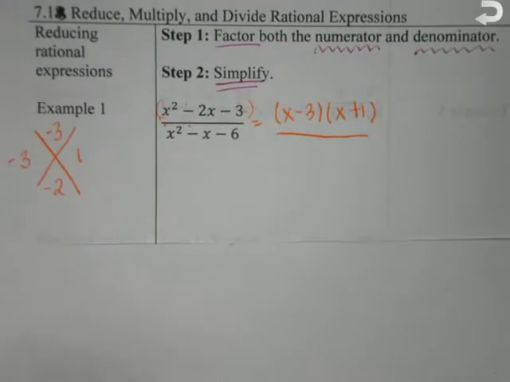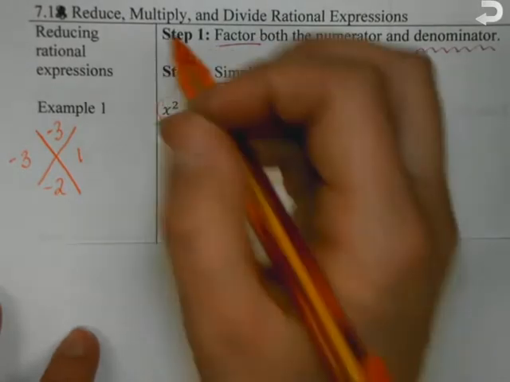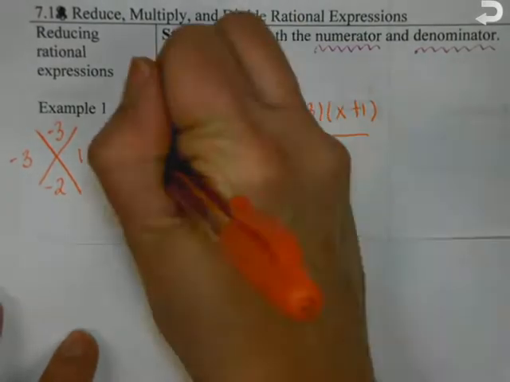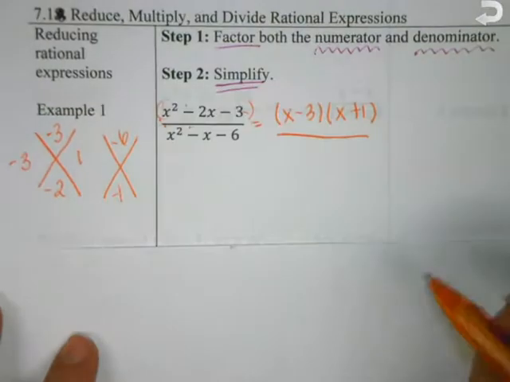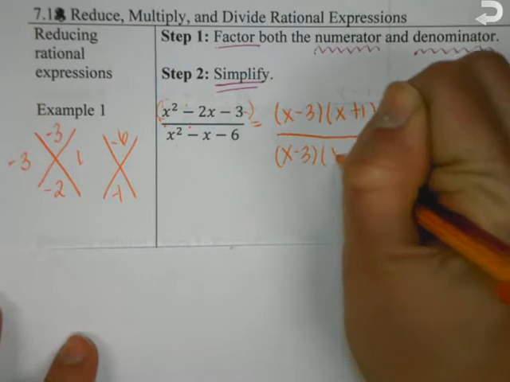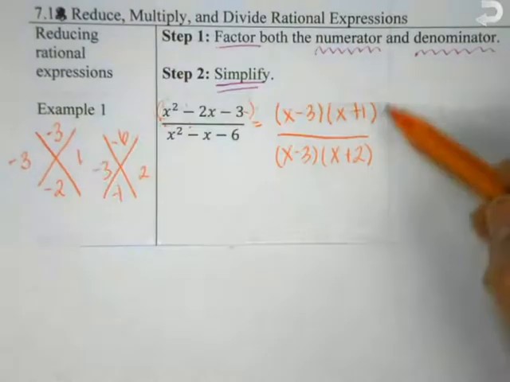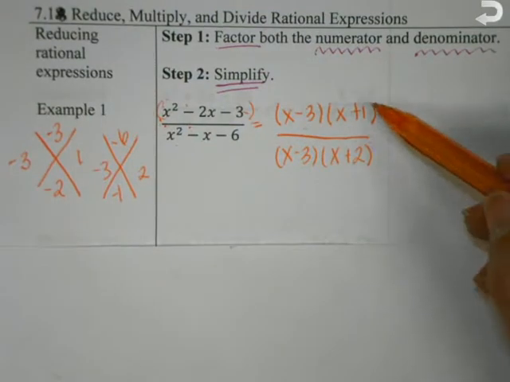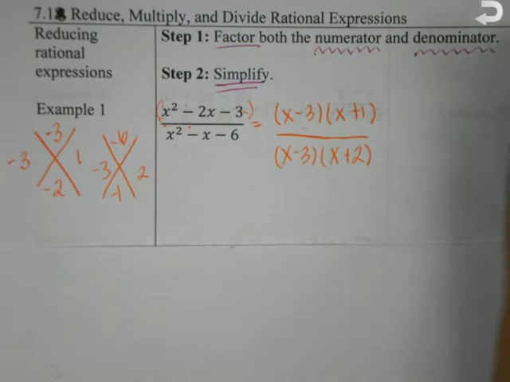Okay, the denominator, x squared minus x minus 6, what method is that? Also diamond method. What two numbers multiply to negative 6 and add up to negative 1? Negative 3, positive 2. Okay, so that factors to x minus 3 times x plus 1 all over x minus 3 times x plus 2. So, somebody asked a really good question.